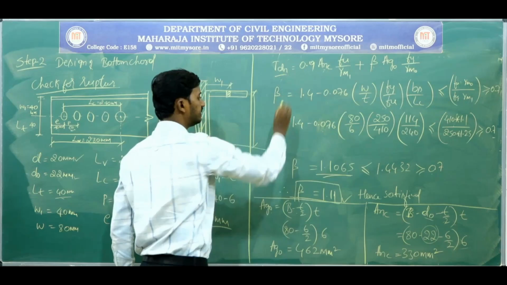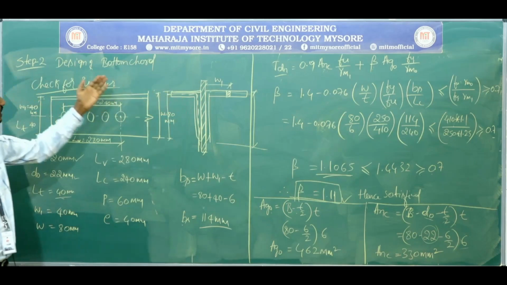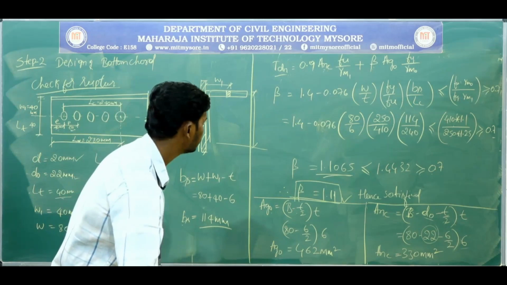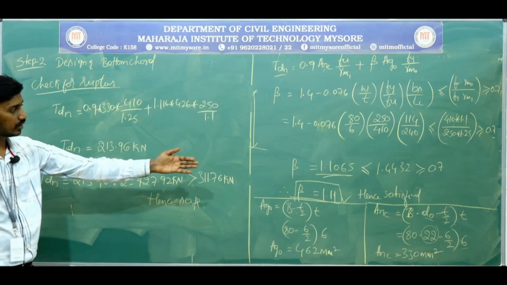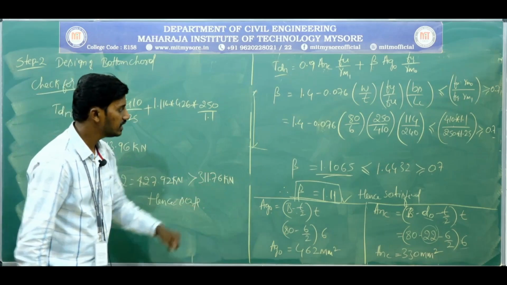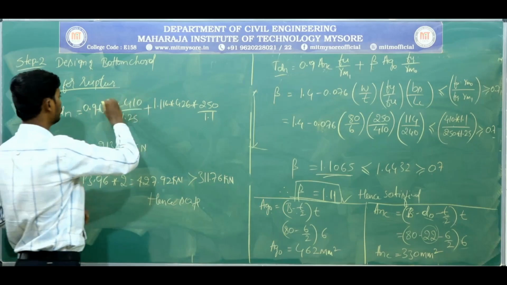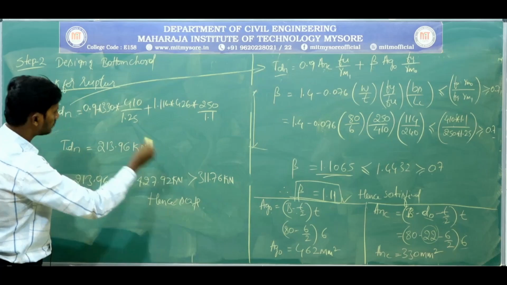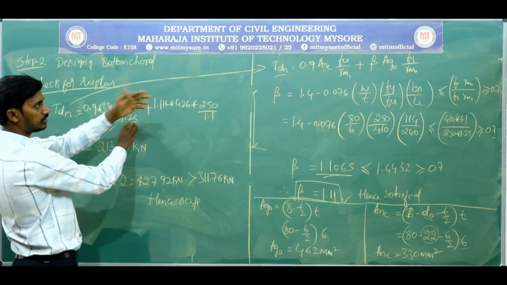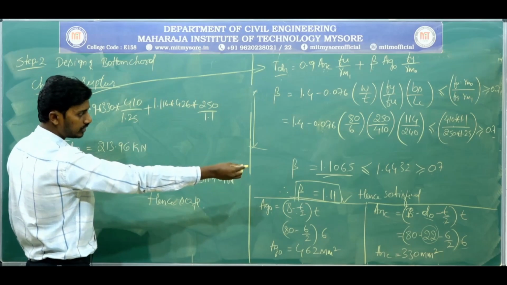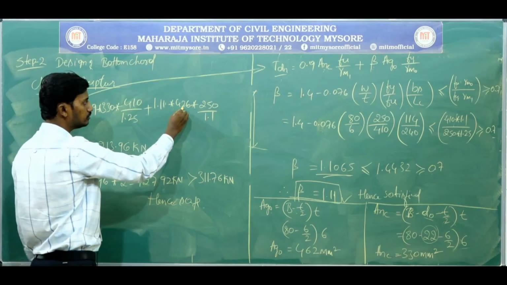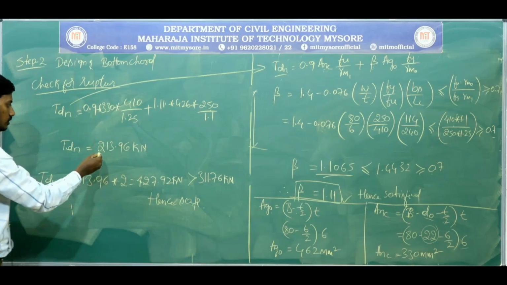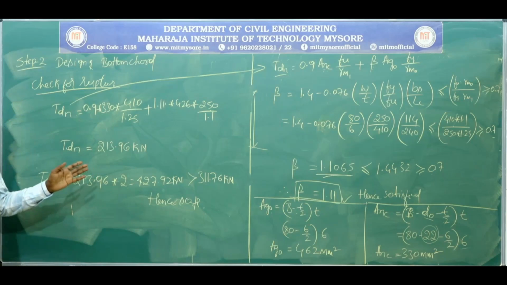Here we are going to get Tdn. What is Tdn? That is the rupture value. Just I'll erase this and write. So with the help of all the information we got, Tdn is equal to the same formula. ANC we just calculated, that is 330, 410 by 1.25, ultimate to factor of safety, plus beta value 1.11 into 426, the gross area, into 250 by 1.1. If you solve this, you are going to get 213.96 kilonewton.